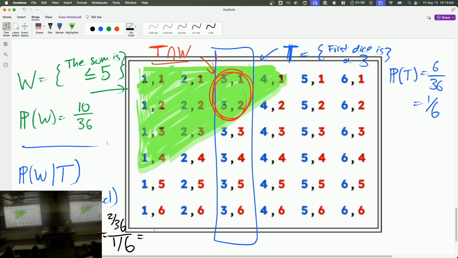So you divide them. 2 out of 36 divided by 1 out of 6. What's going on here? What did I do wrong? Oh, yes, okay. 1 out of 6 is also known as 6 out of 36. And so the answer is 2 out of 6. So you can either do it with the formula and get 2 out of 6, or you can do it conceptually and get 2 out of 6. The correct answer is 2 out of 6.